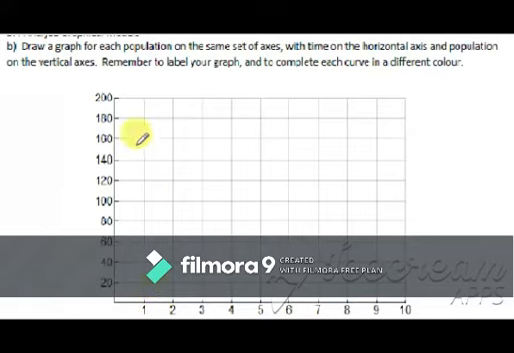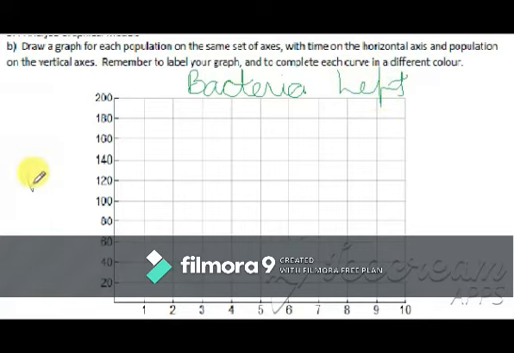So now what we're going to do is we're going to draw a graph of each of the populations, and we're going to use the same set of axes. So this is going to be bacteria left. Okay, and then we're going to have number of bacteria. And then we're going to have the time in days. Okay, remember we're going in 7 days. Okay, and we're going to go ahead and graph each of these, and we're going to graph them in different colors.